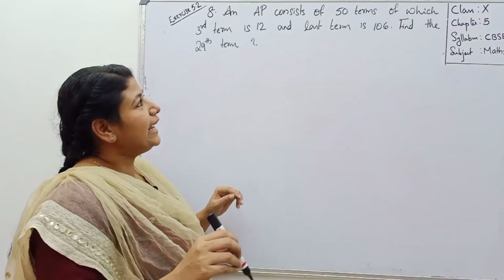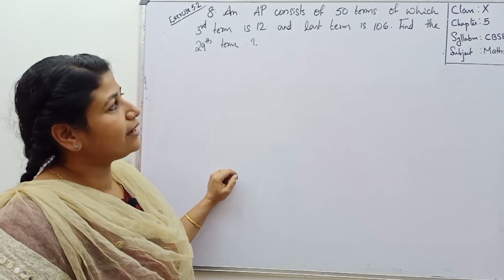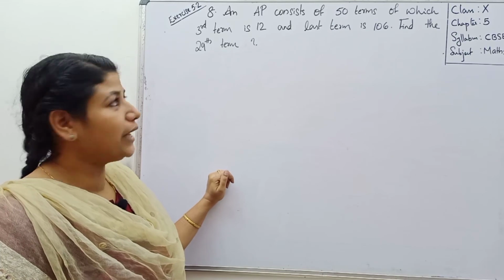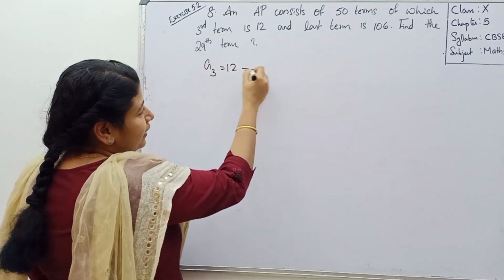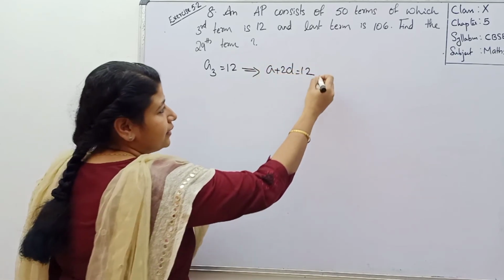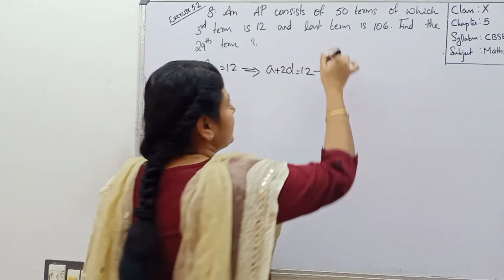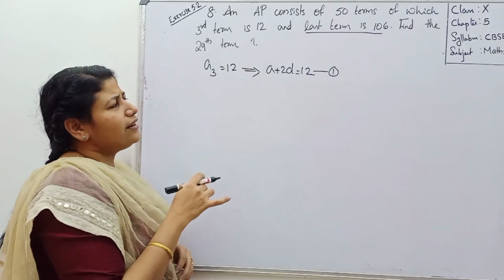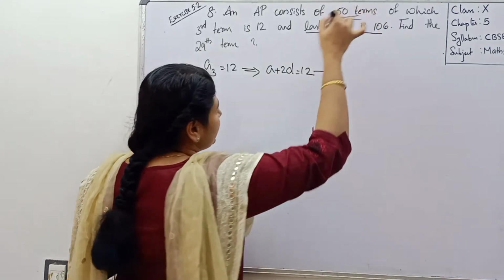Is that clear? 8th question. An AP consists of 50 terms of which the third term is 12 and the last term is 106. Find the 29th term. Okay, the third term is 12. So A3 is 12, or we can write a plus 2d is 12, that we have studied. Put it as the first equation. And the last term is 106. Last term, we usually write as an. But in this case, it is given that only 50 terms are there.